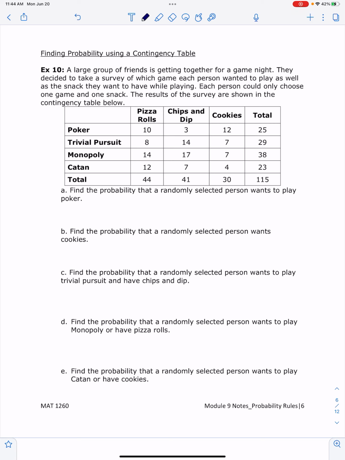We've got a large group of friends getting together for game night. They decide to take a survey of which games each player wants to play as well as what they want to have while playing. So each player could only choose one game and one snack. The results of the surveys are shown in the totals below. So let's talk about how we read this.